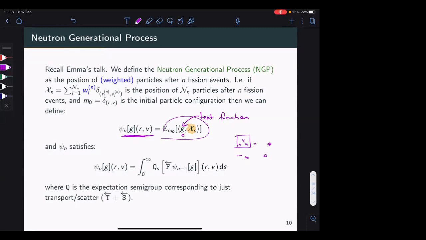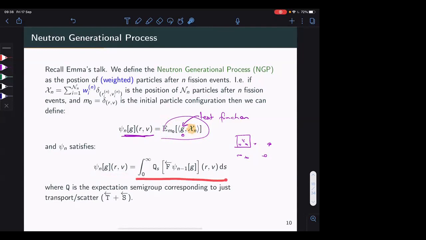So this G is just a nice mathematical way of encoding probability measures in a slightly easier to handle form. And the nice thing from a probabilistic point of view is this is now something that's open to Monte Carlo simulation, right? This is just physically starting my particles, running them until the nth fission event, and then looking at where they are. So this is very open to Monte Carlo. And in fact, we have some nice results.